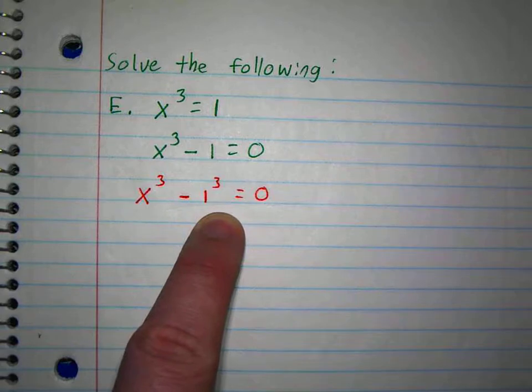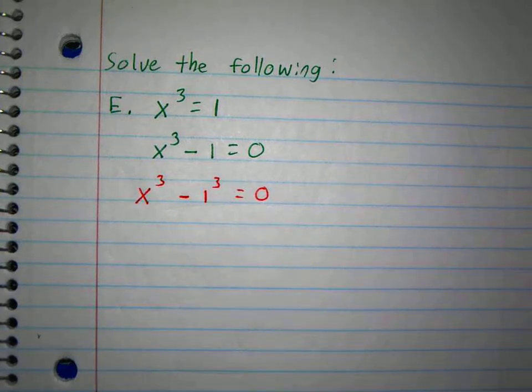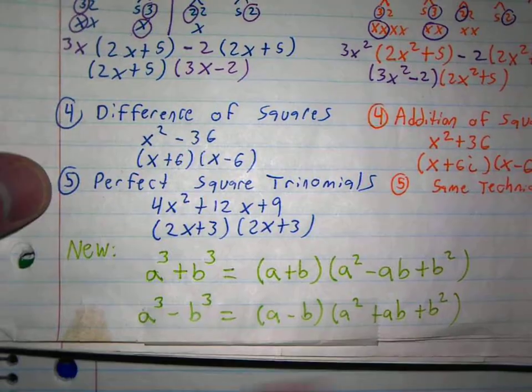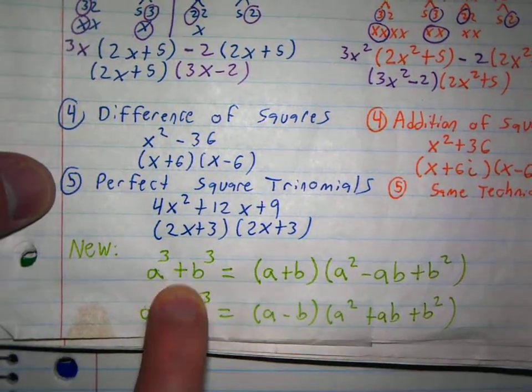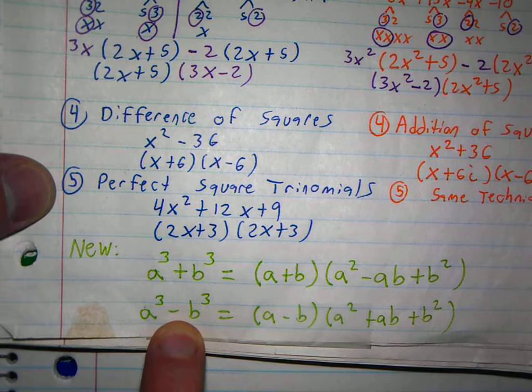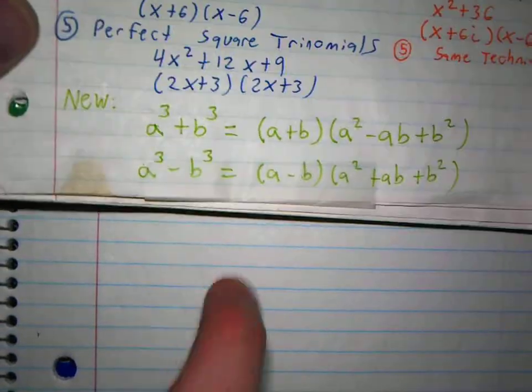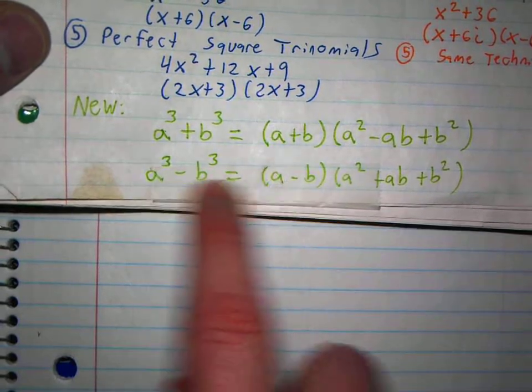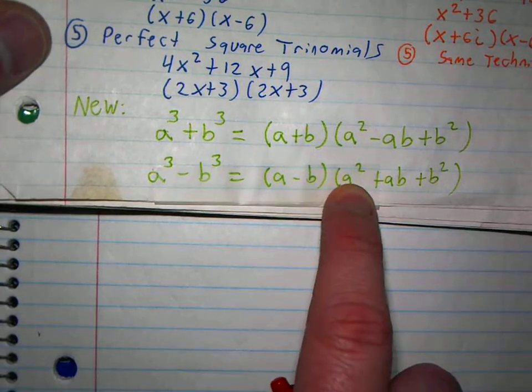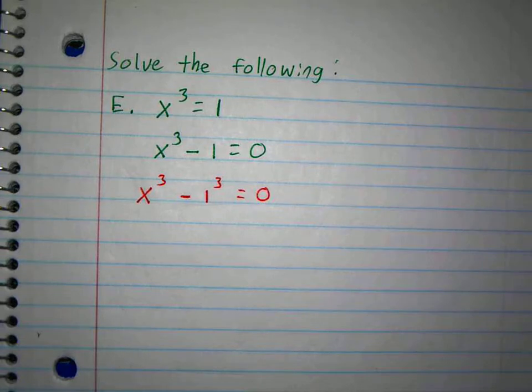And now we had a special formula, and that formula, if I can find it, will tell me how to factor that. We have the plus 1, and we have the minus 1. So ours is minus, right? So I'm just going to copy down this formula: a cubed minus b cubed equals a minus b, times a squared plus ab plus b squared.